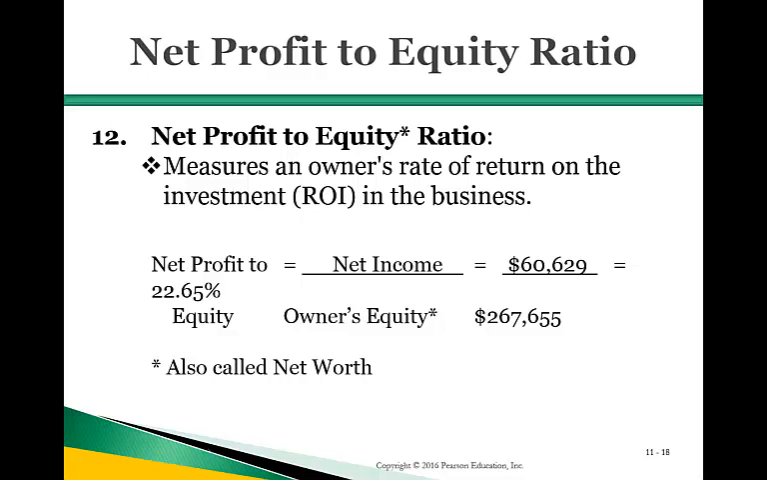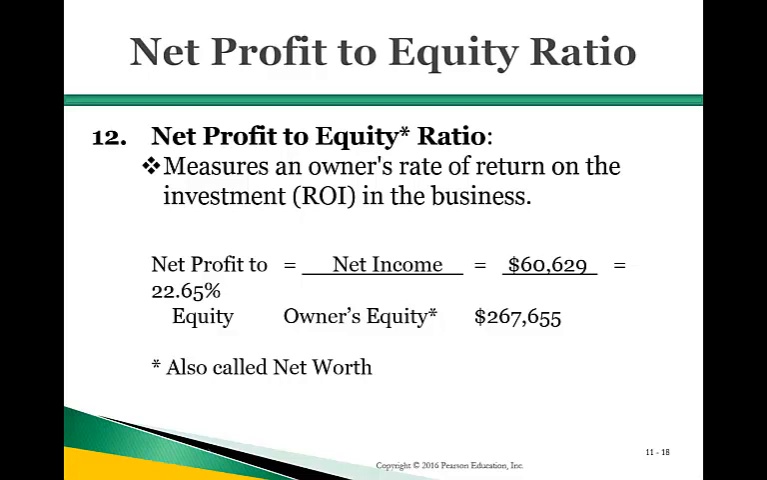Now here we have the net profit to equity ratio, owner's equity. So that's net income, $60,000 divided by the owner's equity, $267,000. Once again, we have a positive figure. It's 22%. Now, this seems like a very high rate of return, and 22% is a high rate of return for owner's equity.